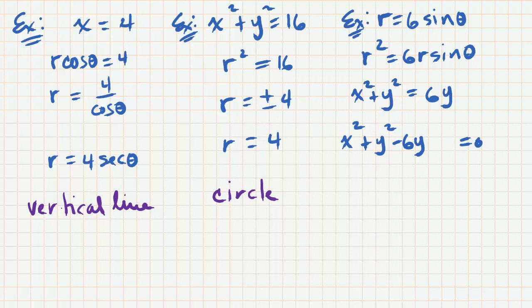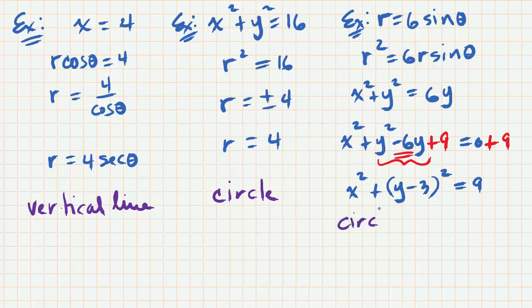So right now we have that. We complete the square in y. We take the coefficient of y, divide it by 2 and square it. That gives 9. We have to add 9 to the right-hand side also. That allows us to factor the left side into y minus 3 quantity squared. And on the right we have 9. So this tells us that we have a circle that has a center equal to 0, 3, and we have a radius of 3.